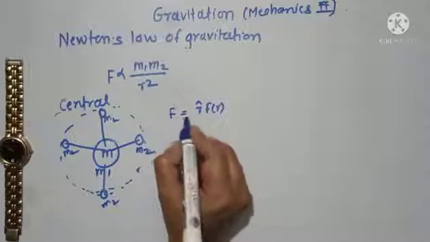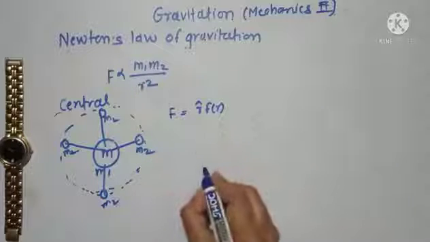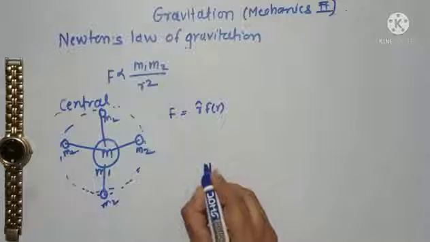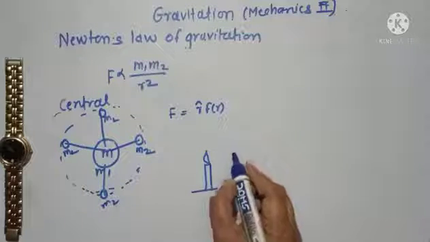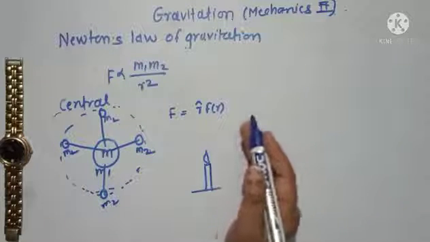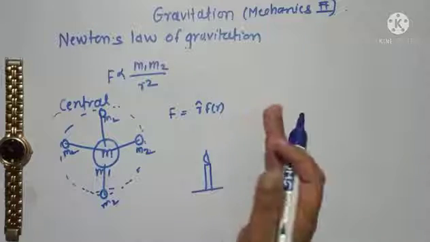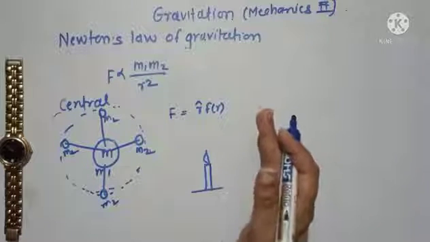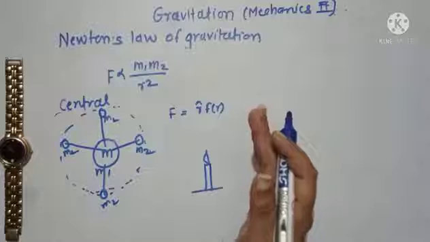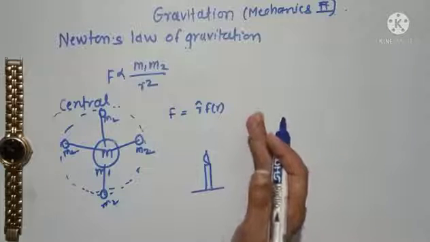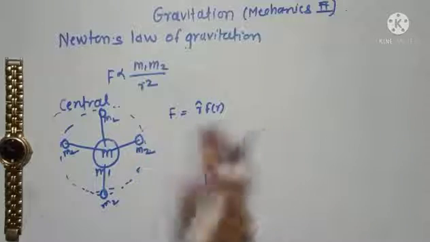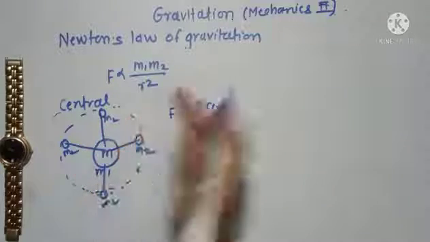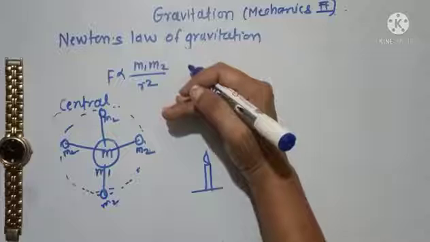So such a type of forces are called central forces. For example, if you have a candle here, and if you are taking your hand near this candle, the heat felt by your hand is a function of only the distance from this candle. Whether your hand is coming from this side, or this side, or this side.